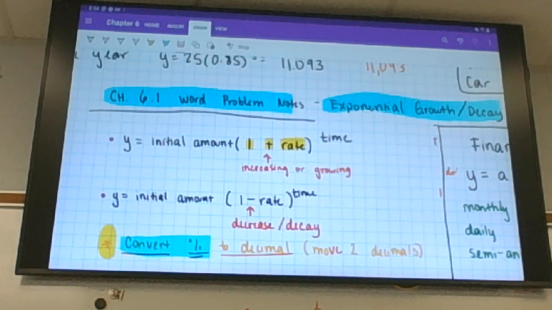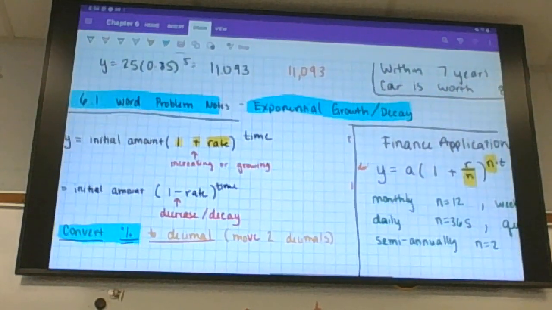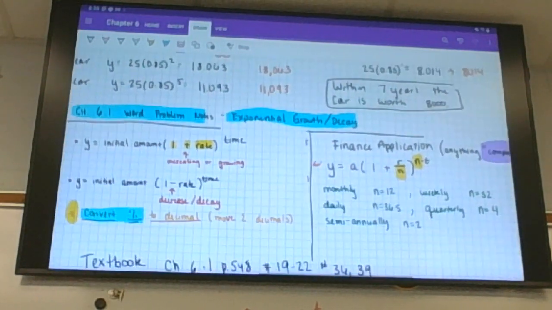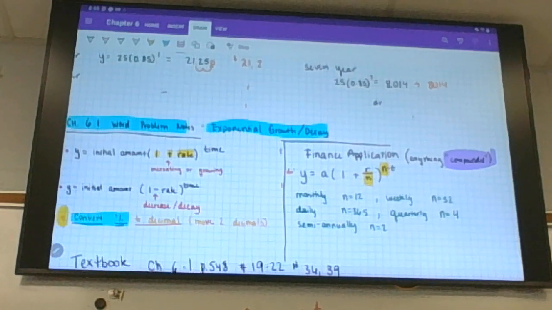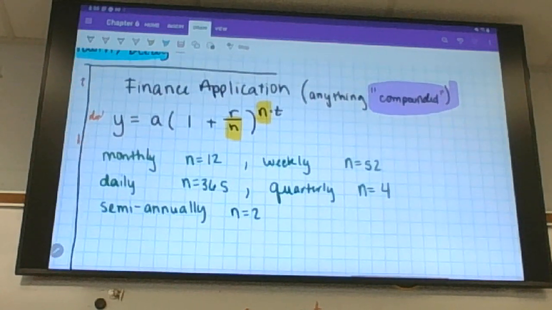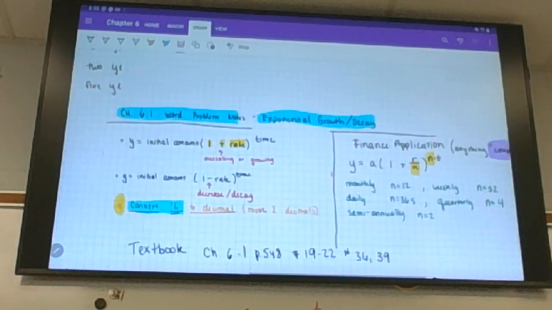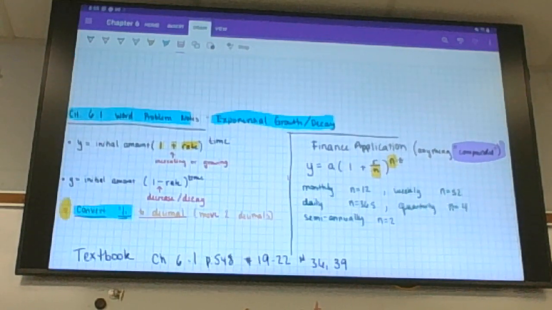Alright, so if you're reading a word problem and the word compounded comes up, that's a more complicated word problem. That's a finance application.